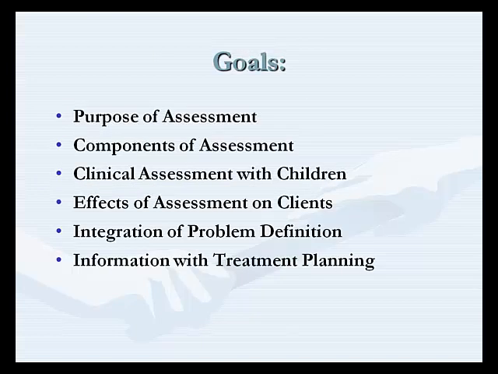The goals of today's lecture are to look at the purpose of assessment, to identify components of the assessment, to briefly discuss clinical assessments with children, to explore effects of assessment on clients, the integration of problem definition, and also we'll conclude with information on treatment planning.